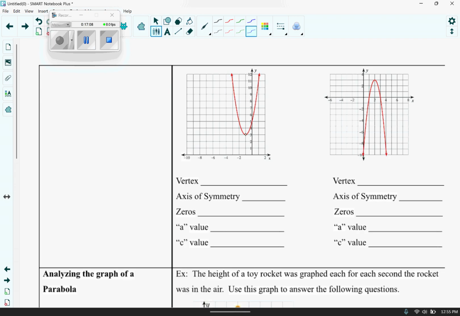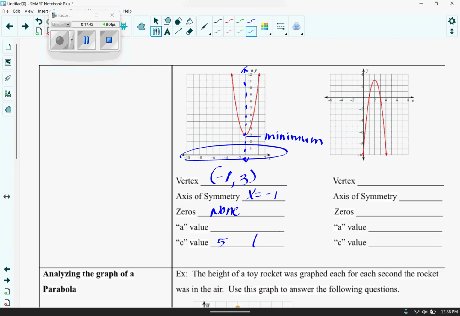My vertex here looks to me like it is at negative 1, 3. And so x is equal to negative 1. This is a minimum. X equals negative 1 would be like right here. Zeros, it does not look like it touches any of them, so none, or no real solutions. The C value, it looks like it crosses right here at 5, so we're going to say 0, 5. All of this is just by looking at the graph.